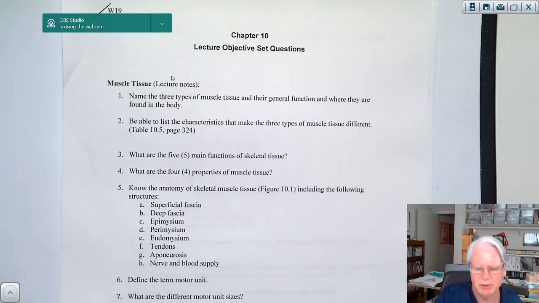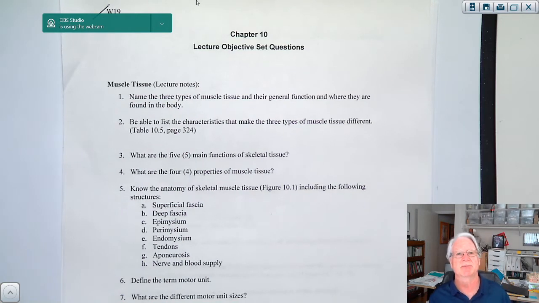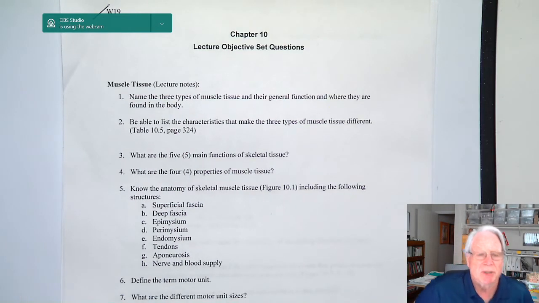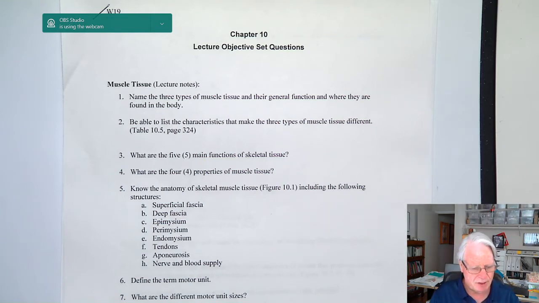Hello and welcome to the last lecture on Chapter 10, where we're looking at muscle tissue, and in particular skeletal muscle tissue. And this will be the last lecture of this class. And today we're going to talk about muscle metabolism.